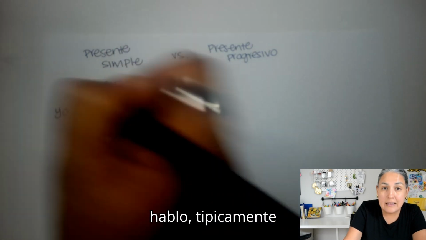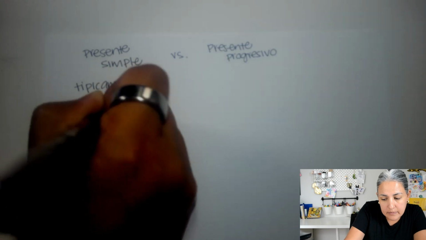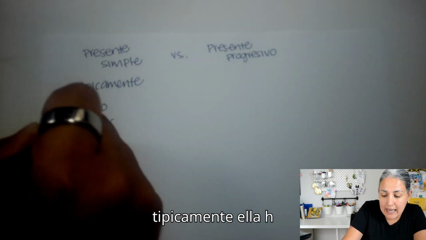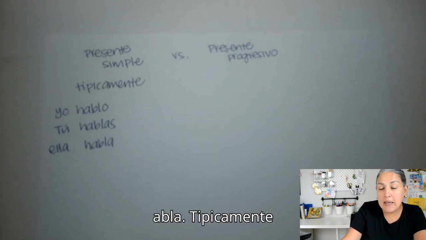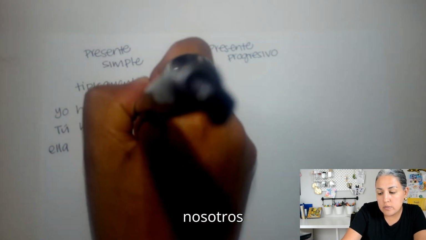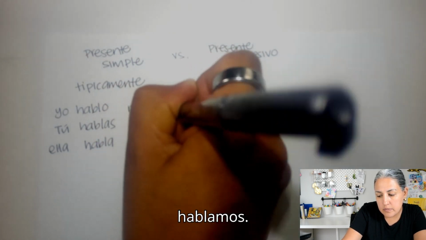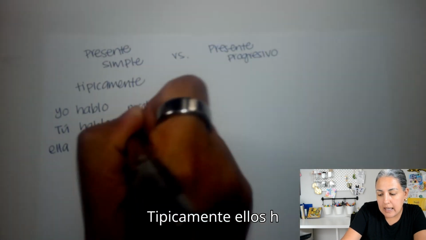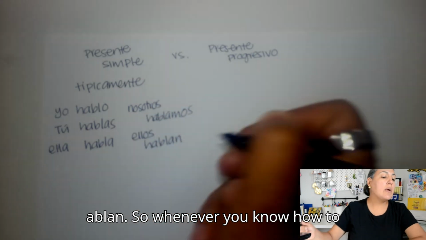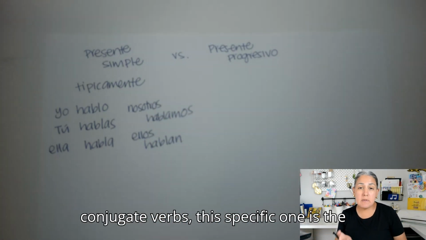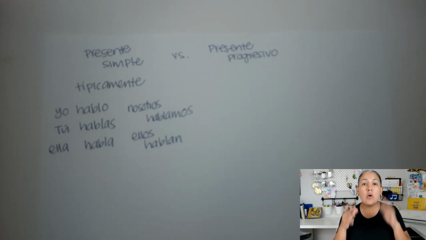hablo. Típicamente tú hablas. Típicamente ella habla. Típicamente nosotros hablamos. Típicamente ellos hablan. So we already know how to conjugate verbs. This specific one is the verb hablar, that means to talk. And we'll go from there.